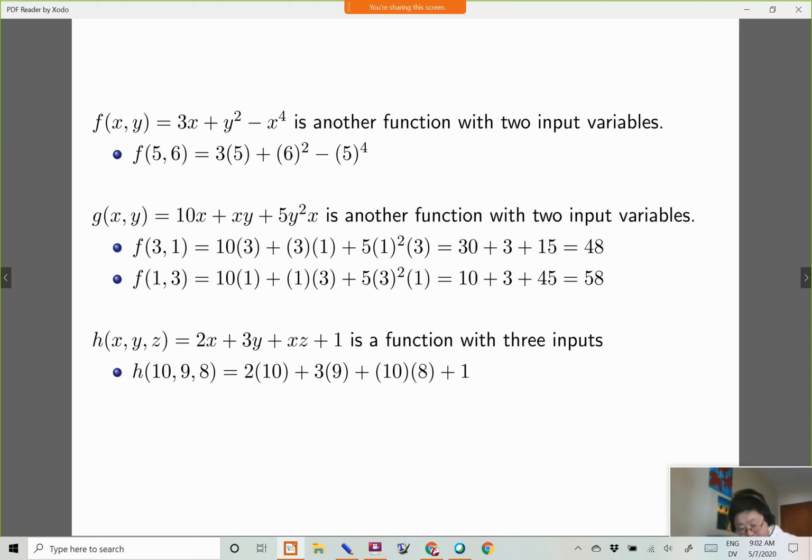So we should end up with 2 times 10 plus 3 times 9 plus 10 times 8 plus 1. Just plugging in, replacing every x with a 10, every y with a 9, every z with an 8, whatever that looks like. And I didn't bother simplifying further for this one.